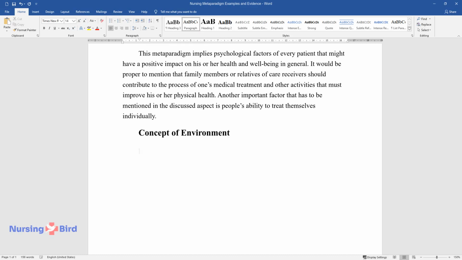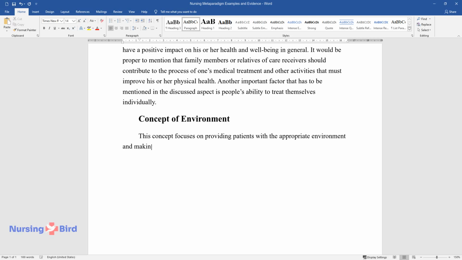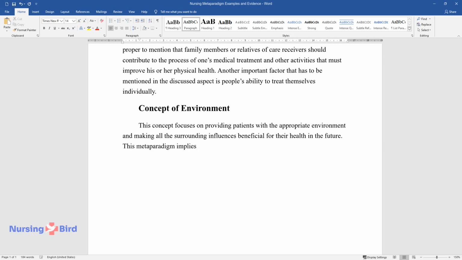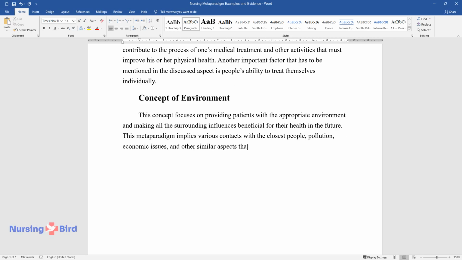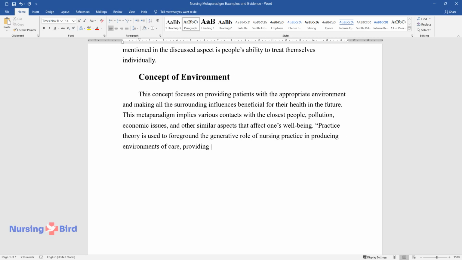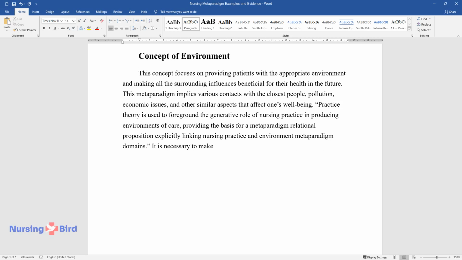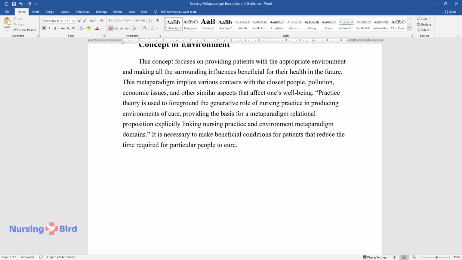Concept of environment. This concept focuses on providing patients with the appropriate environment and making all the surrounding influences beneficial for their health in the future. This metaparadigm implies various contacts with the closest people, pollution, economic issues, and other similar aspects that affect one's well-being. Practice theory is used to foreground the generative role of nursing practice in producing environments of care, providing the basis for a metaparadigm relational proposition explicitly linking nursing practice and environment metaparadigm domains. It is necessary to make beneficial conditions for patients that reduce the time required for particular people to cure.